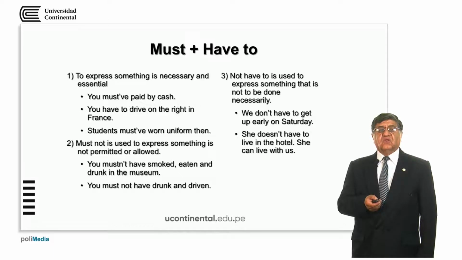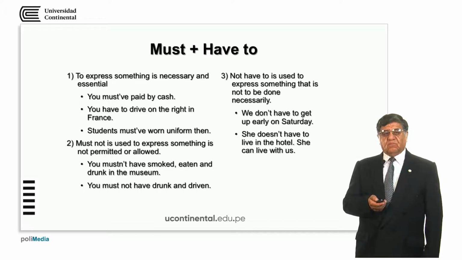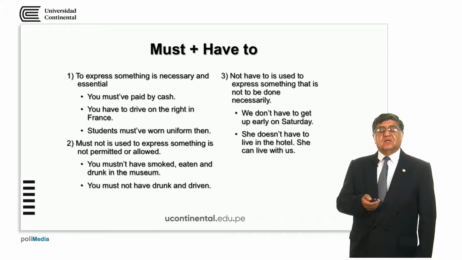Okay, we don't have to get up early on Saturday. She doesn't have to live in the hotel. She can live with us. How can we say that? We mustn't have to get up early on Saturday. We mustn't have to live in the hotel. She could have lived with us. Okay? Please replay this part to understand what we were saying in number 3.